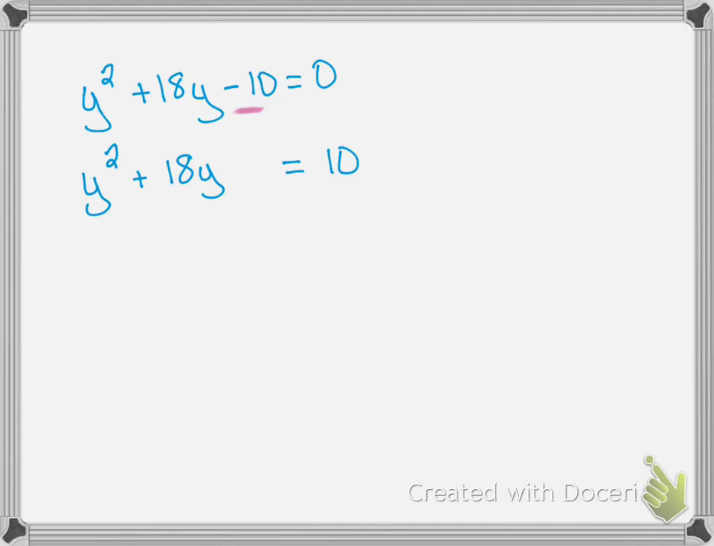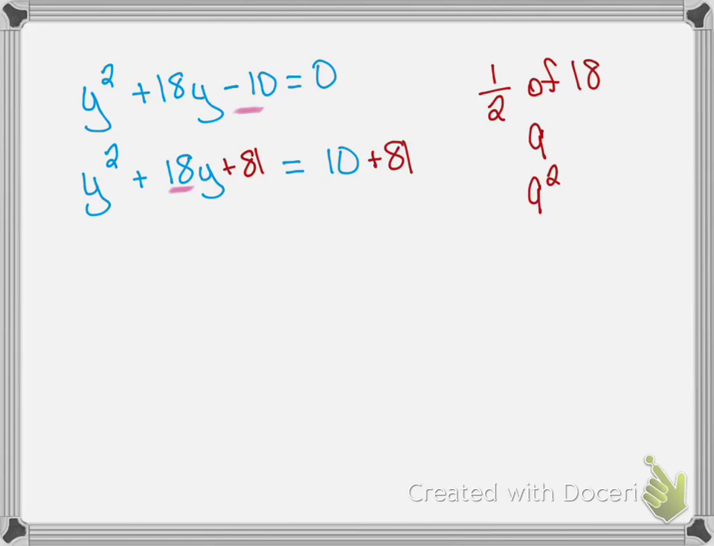Okay, at this point, I'm going to look at this value right here. This value is 18. I'm going to take half of that. What is half of 18? 9. Good, and then we are going to square 9. So I take half of 18, which is 9, and then I square the 9. So I get 81.